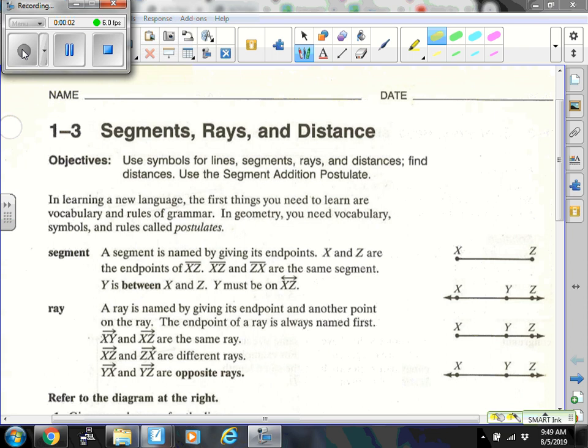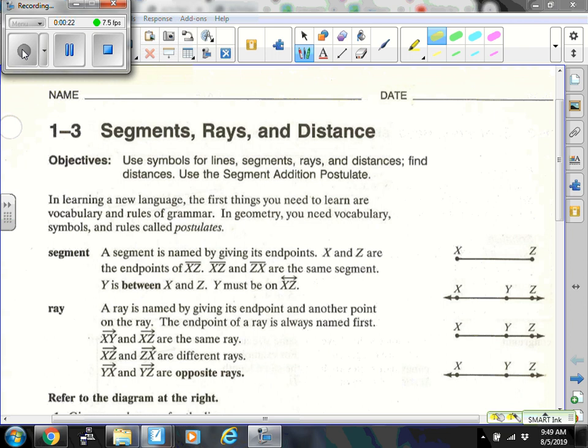Okay, this is your video lessons on segments, rays, and distances. I'm going to concentrate on terms. Now, some of the terms here, I'm going to add some stuff to the verbal description. So you may want to pay attention to the words and not just watch the video without the words.